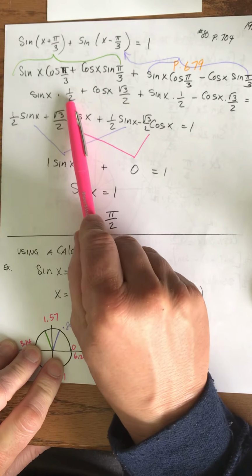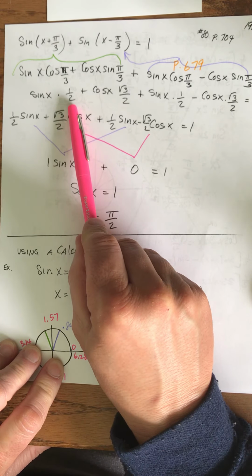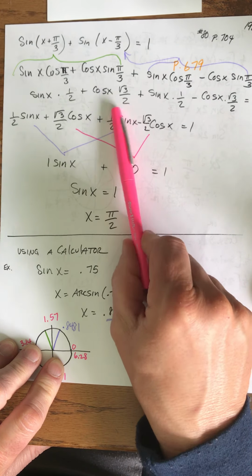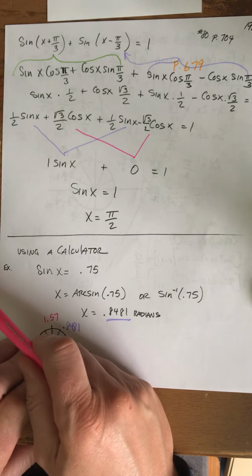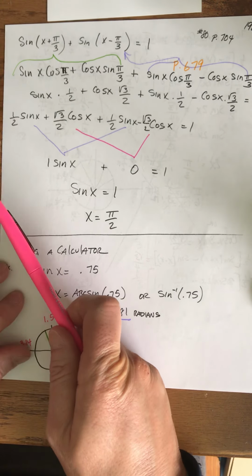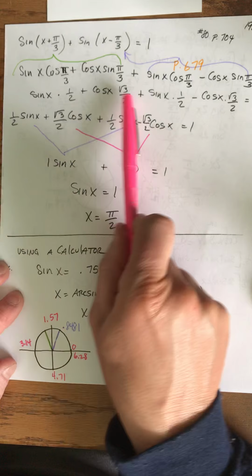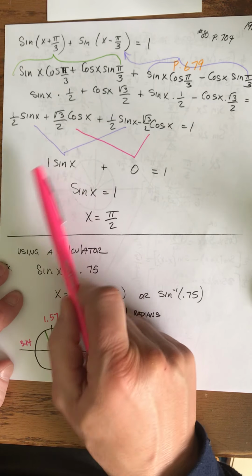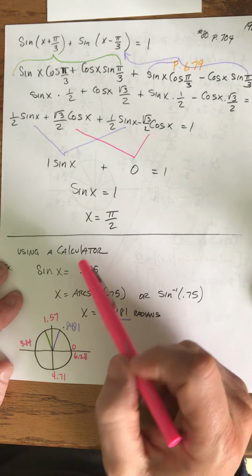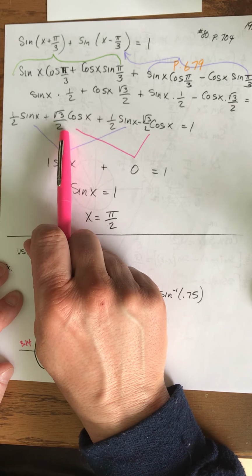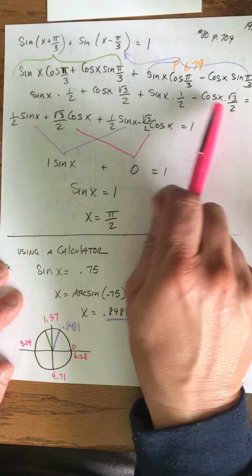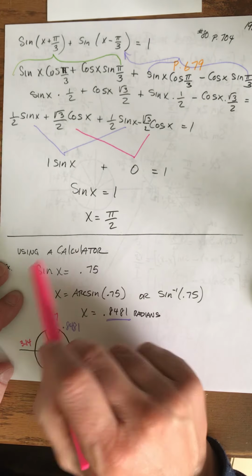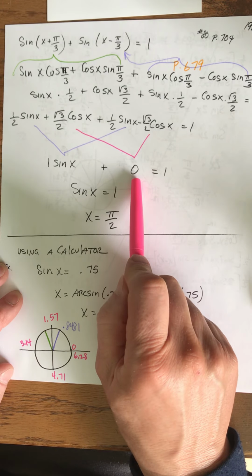We know that the cosine of pi over 3 is 1/2, and the sine of pi over 3 is square root of 3 over 2, so I just replaced them throughout. I cleaned it up a little bit by putting the 1/2 out front and the square root of 3 over 2 out front of the cosine. And then I just try to combine the like terms. Well, this one and this one, one's a plus, one's a minus, they completely canceled each other out, and they became 0 in the pink.